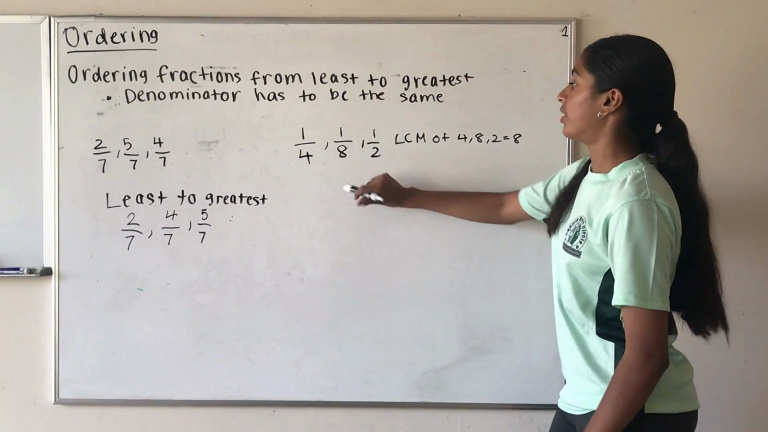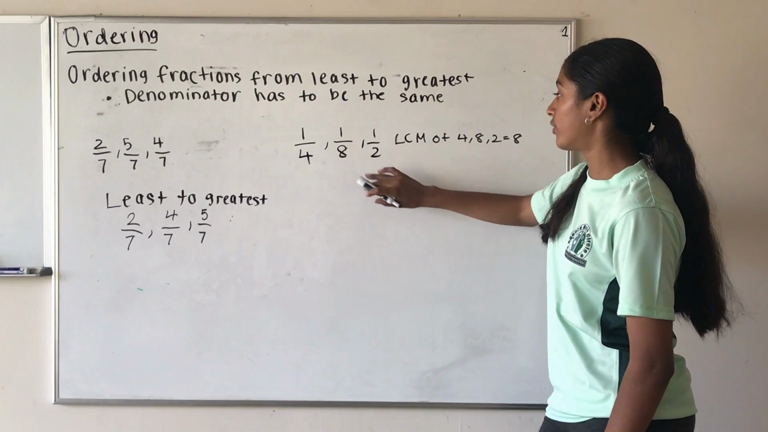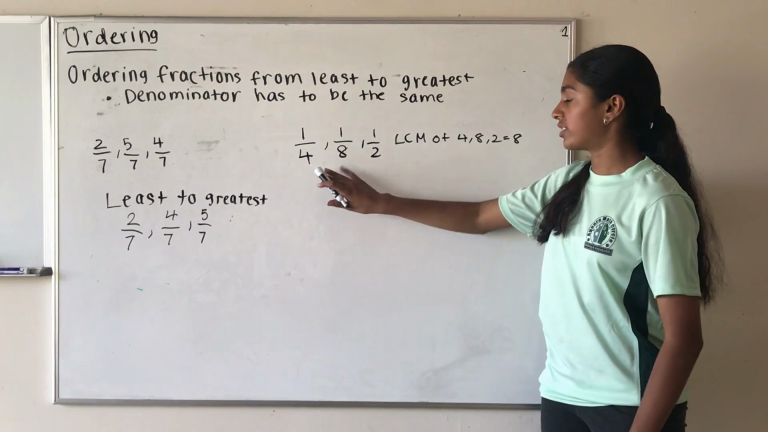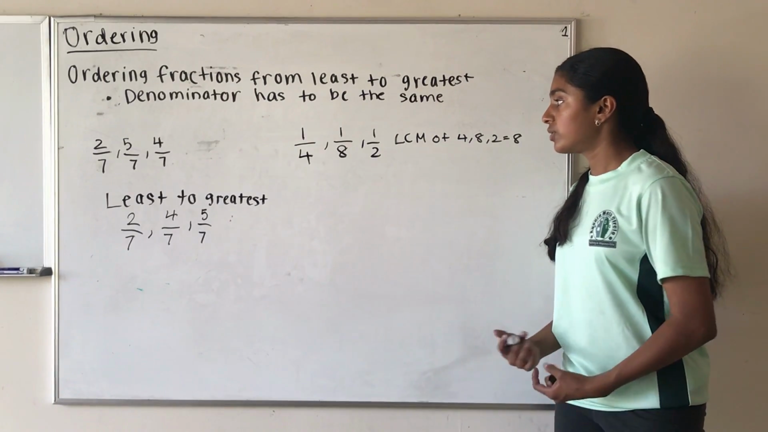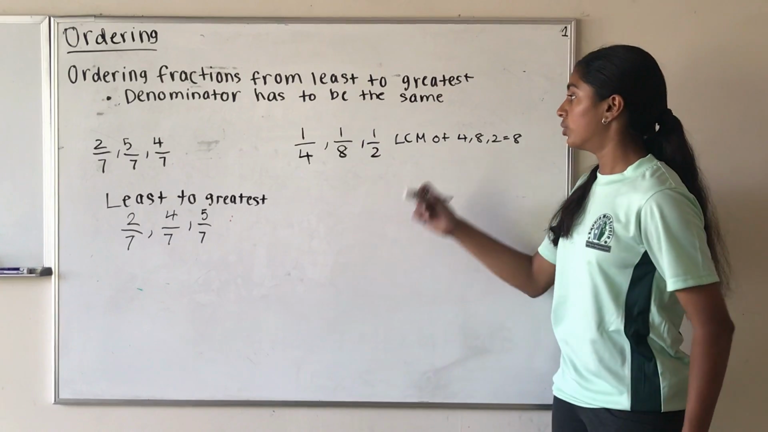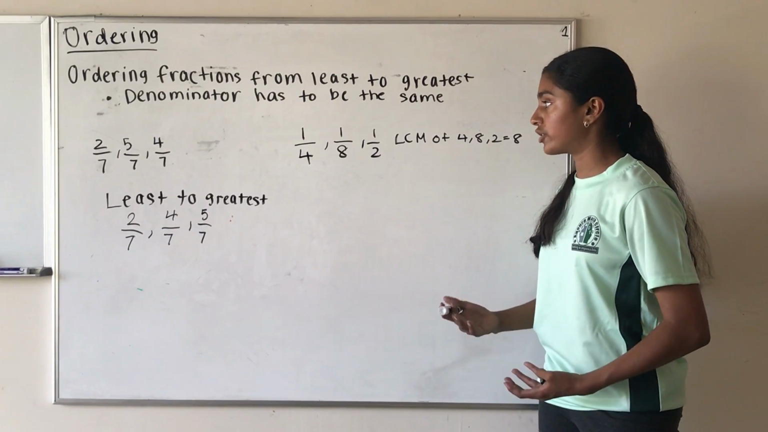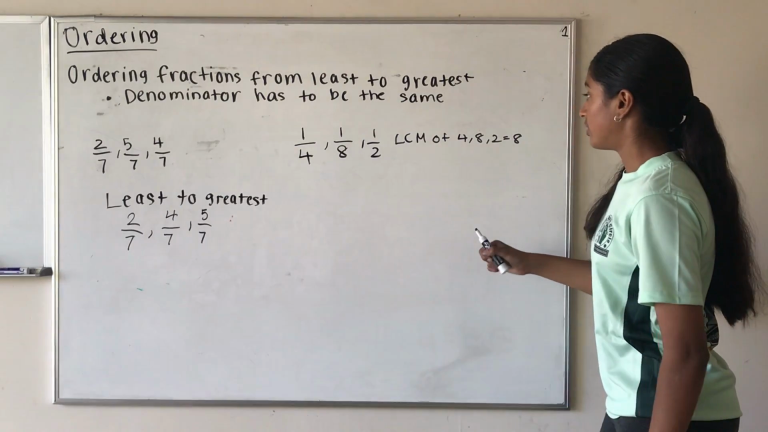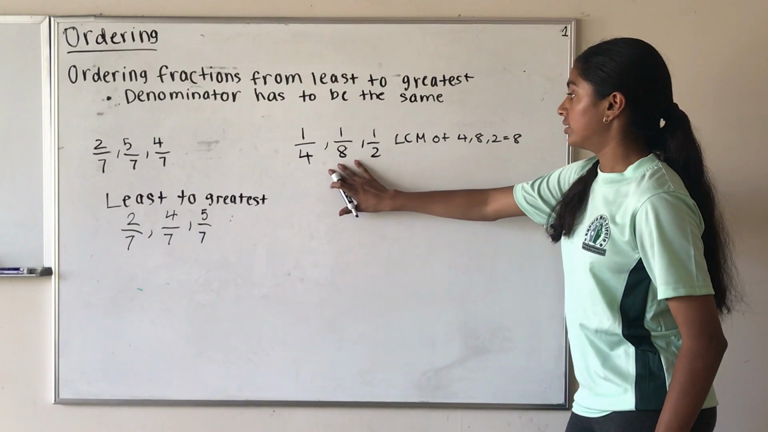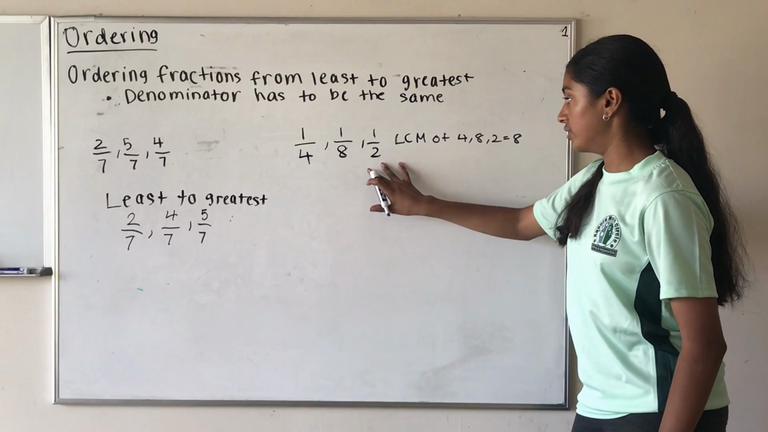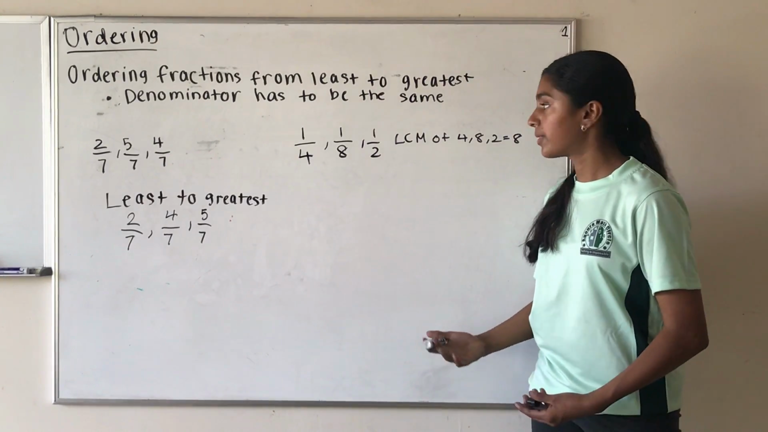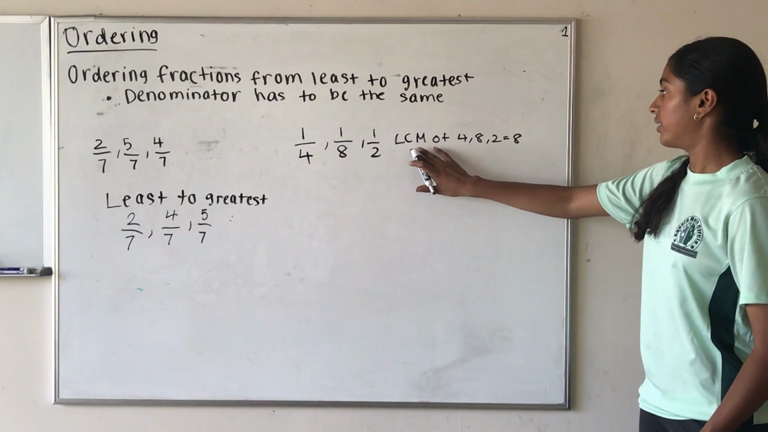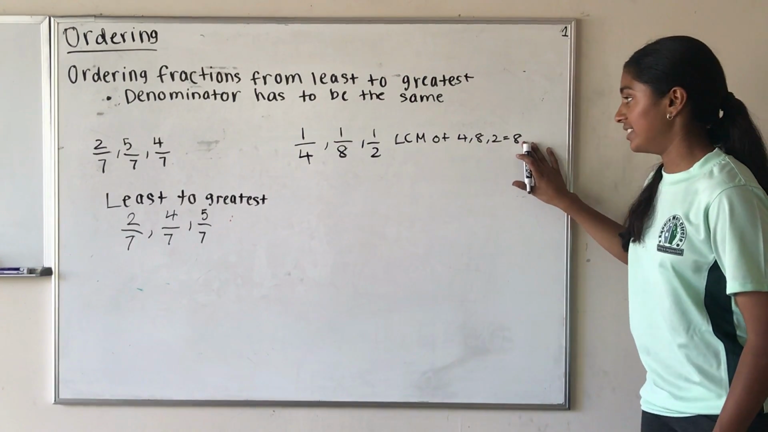So in this problem, our fractions are 1 over 4, 1 over 8, and 1 over 2. We can't compare these fractions because the denominator isn't the same. As we learned before, we can use equivalence to multiply the numerator and denominator of a fraction and it'll still be the same fraction. So what we can do here is, with the numbers 4, 8, and 2, we have to find the LCM. Using the ladder method we learned before, we know that the LCM of 4, 8, and 2 is 8.